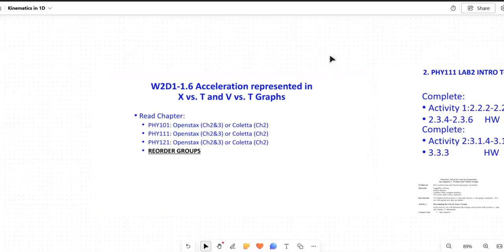All right, and we're going to now concentrate on acceleration represented in position versus time graphs and velocity versus time graphs. Mostly what it looks like in position versus time graphs.